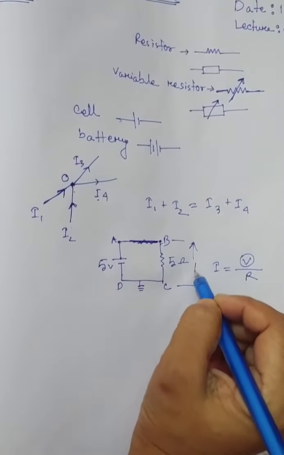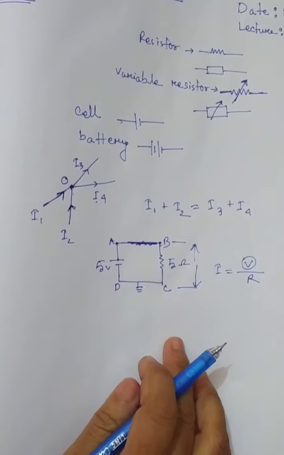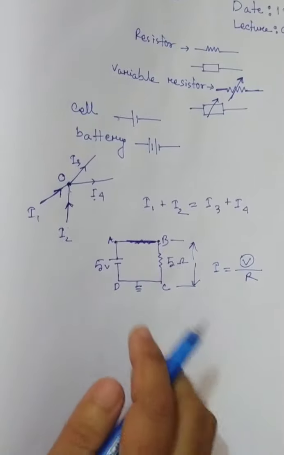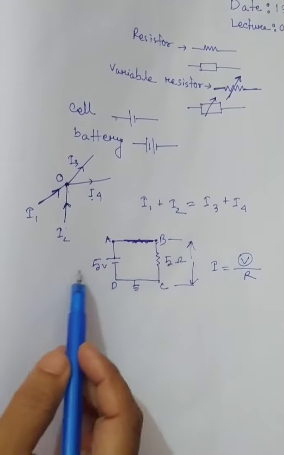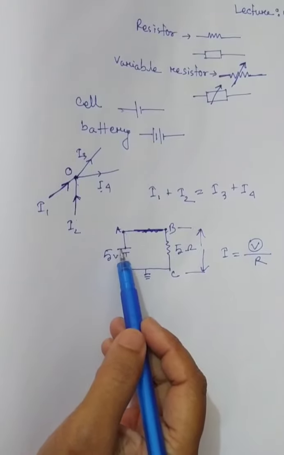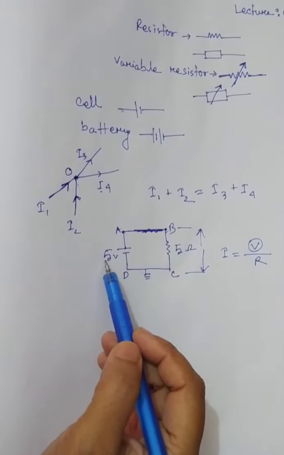We have to determine the potential difference between B and C. For determining that, we have to calculate the potential of B first. The potential of B here: point A is directly connected to the positive end of the battery, and the positive end consists of 5 volt.